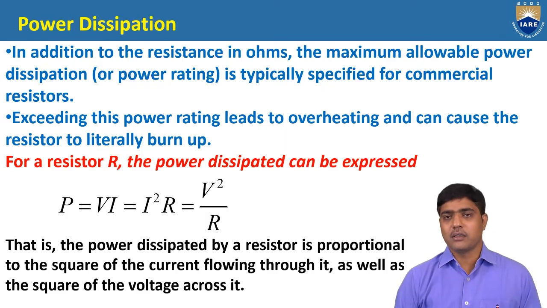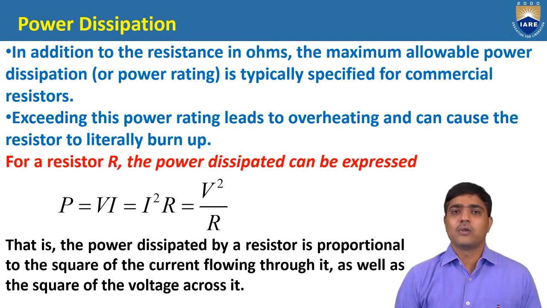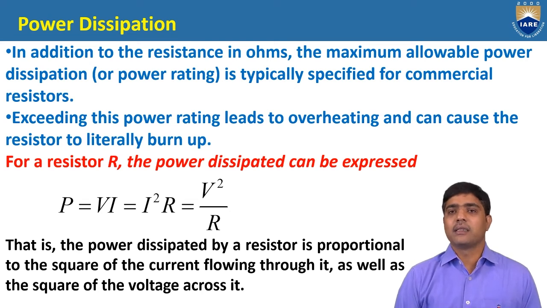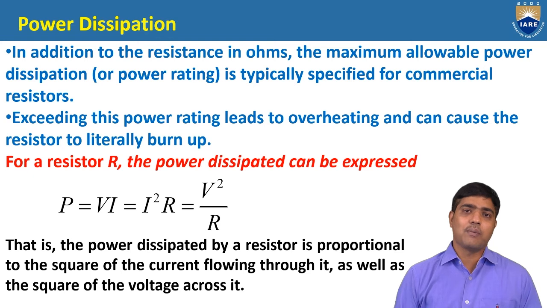Then power dissipation. What is power dissipation? Whenever current is flowing through a resistor, the resistor is going to get heated. Based on the resistance offered by that particular material, the heat generated in the material is going to increase. In most cases, instead of only mentioning the value of resistance in ohms, for commercial resistors the value is sometimes mentioned in terms of power dissipation also. That means the power rating of the resistor is usually used in commercial applications.